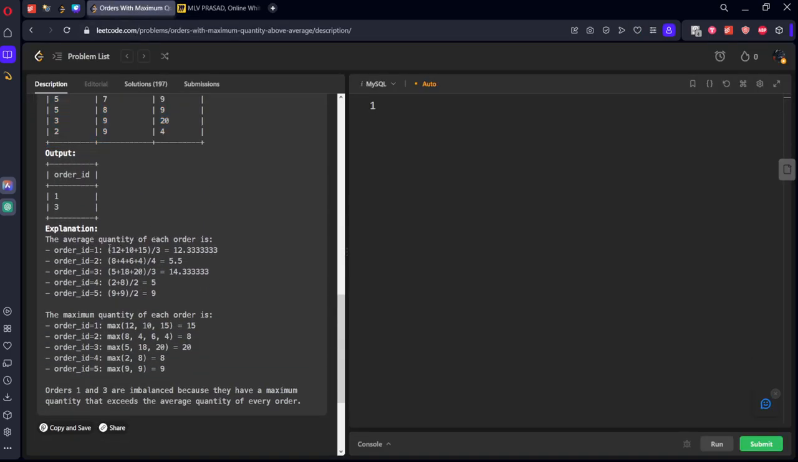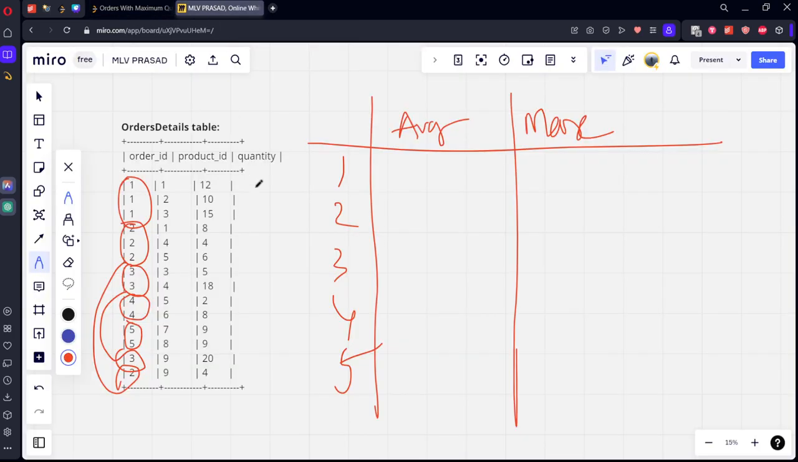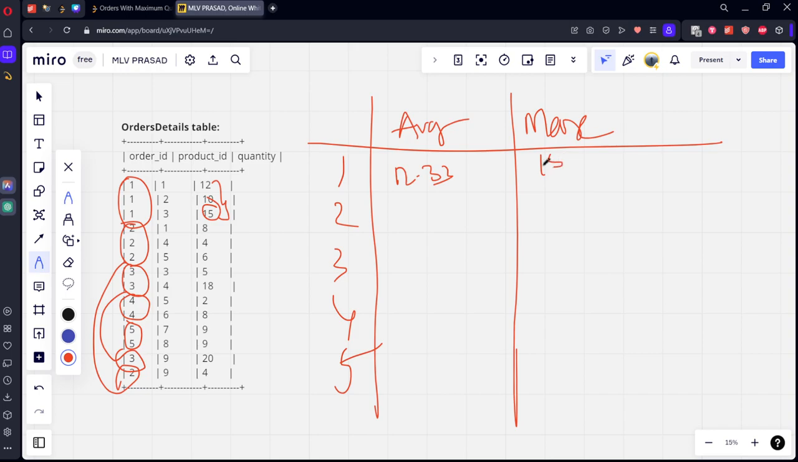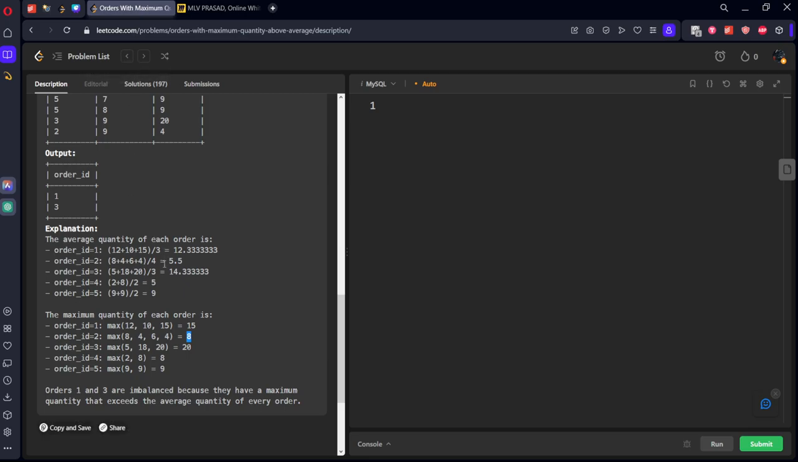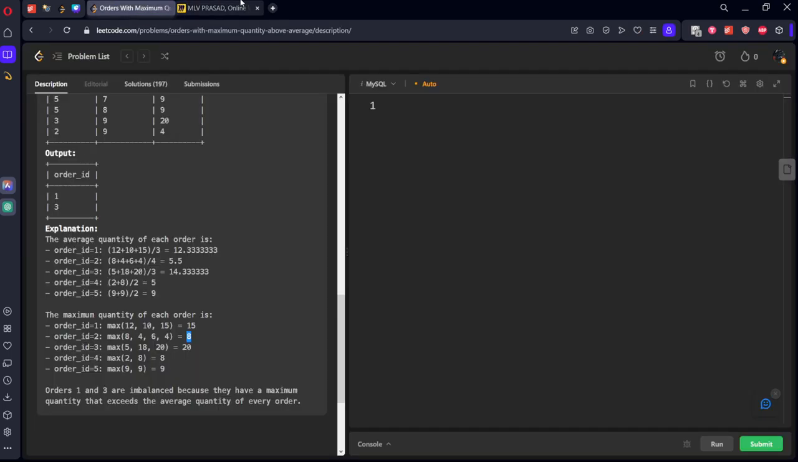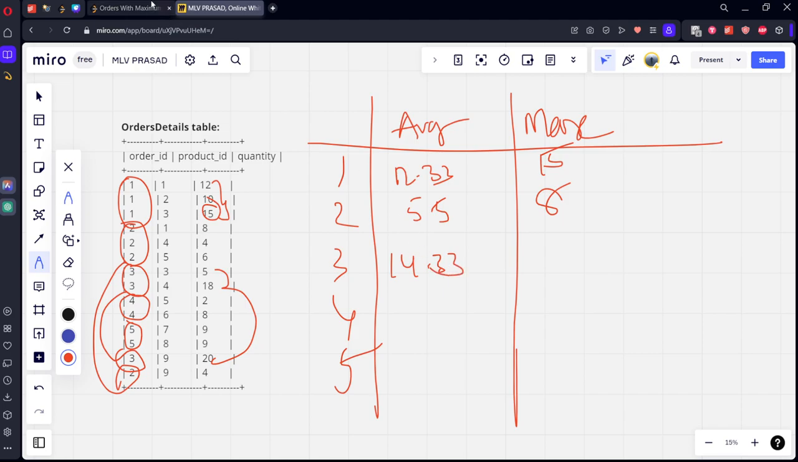The average for order 1: 12, 10, 15 divided by 3, which is 12.33. And the maximum is 15. Similarly for order 2: 8, 4, 6, 4 divided by 4 gives 5.5, and the highest is 8. Similarly for order 3: 5, 8, 20 divided by 3, which is 14.33, and the maximum is 20. Similarly the others.